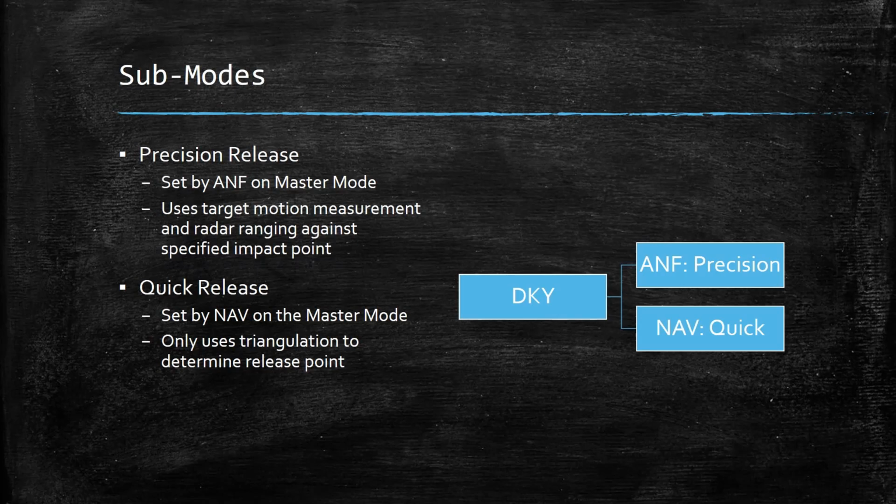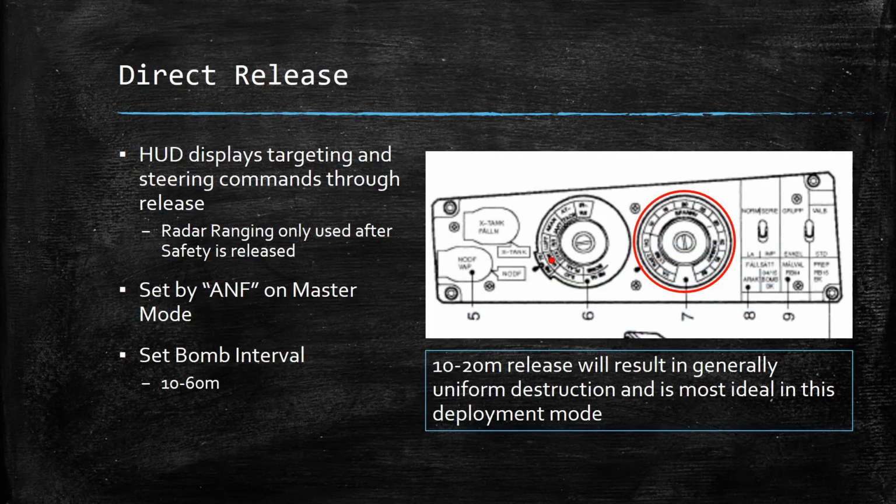Submodes for DYK bombing are precision and quick release. Precision release is set by ANF in the master mode. It uses target motion measurement and radar ranging against a specified impact point. Quick release, on the other hand, is set in NAV on the master mode and only uses triangulation to determine the release point. For direct release, the HUD will display targeting and steering commands through the release. Radar ranging is only used after the safety is released. It's just an important thing to know.